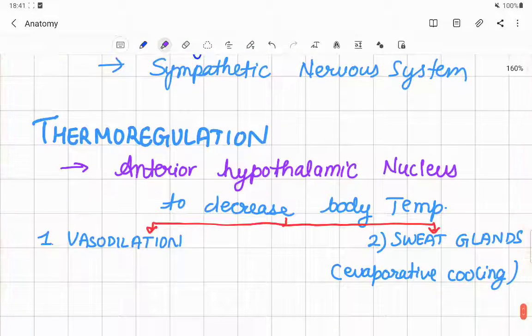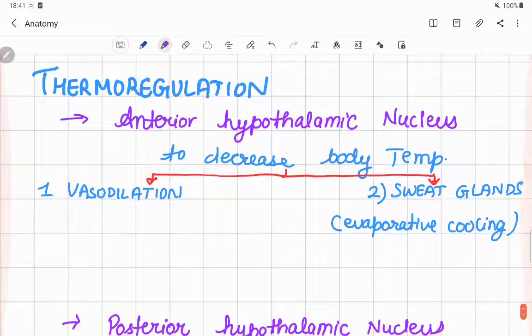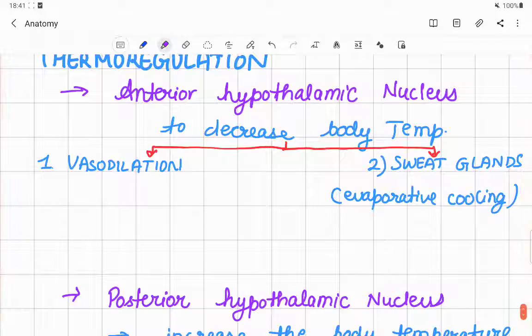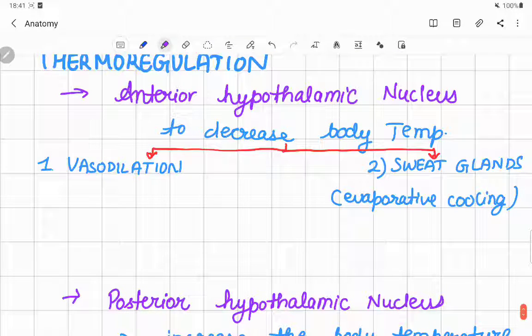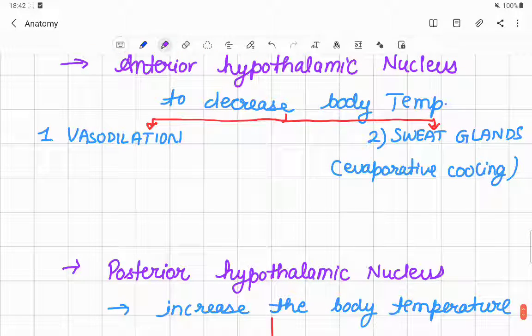Now let us look at how it helps in maintaining the thermoregulation of the human body, because the hypothalamus is also called the thermostat of the body. The anterior hypothalamic nucleus helps in decreasing the body temperature, and the posterior hypothalamic nucleus helps in increasing it. Why? We have already seen that the anterior hypothalamic nucleus is responsible for maintaining the parasympathetic nervous system. Since in the parasympathetic nervous system everything is in a state of cool down, the temperature of the body also decreases. So it is responsible for vasodilation.